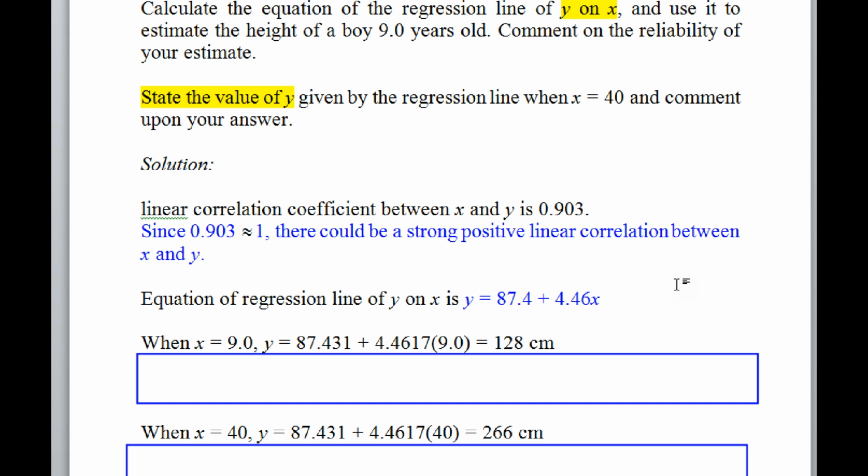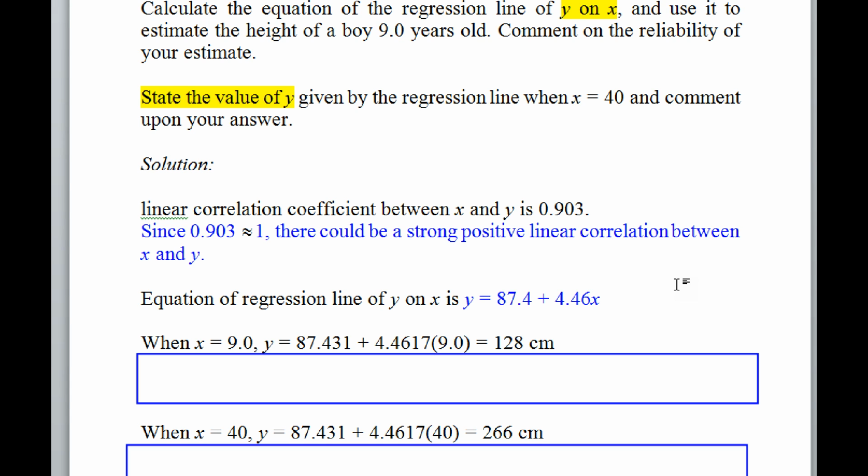Now, if your R, your correlation coefficient, is 0.01, do you think you still want to use the regression line to estimate? No, because your dots are all over the place. But you still manage to find a regression line, of course.